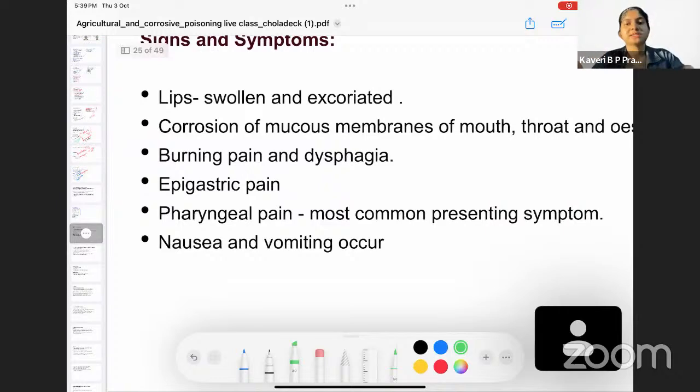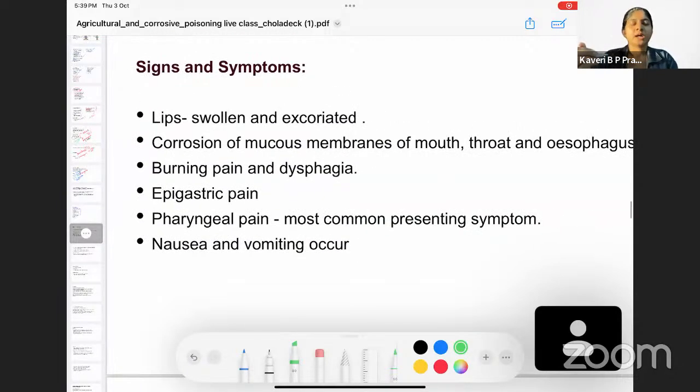Now coming to the signs and symptoms that are seen. Coming to the lips of the person who has ingested this corrosive poison, they are going to be swollen and excoriated. Excoriated means it is going to be very much damaged. It is going to look like a proper wound. Coming to the mucous membrane, there is going to be corrosion of the mucous membrane of the mouth, throat, and esophagus. So wherever it goes, the mouth, throat, esophagus, everything is going to be corroded. That is, it is going to be damaged. It's going to be wear and tear of these organs.